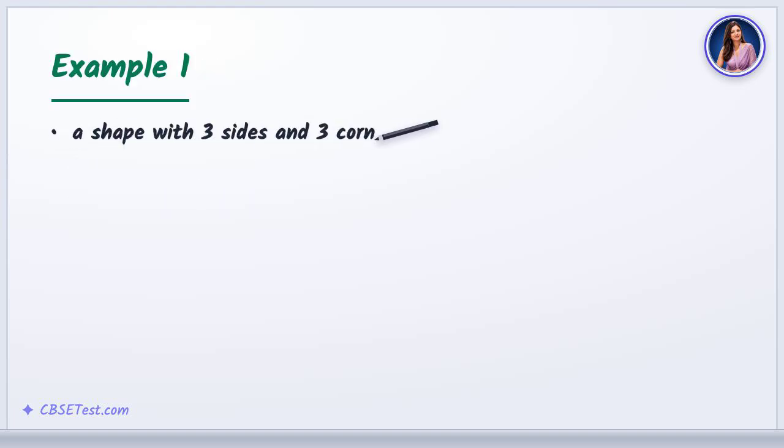A shape with 3 sides and 3 corners is a triangle. Counting sides and corners names the shape.